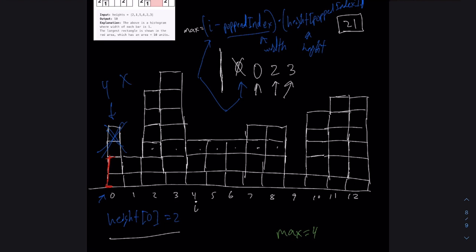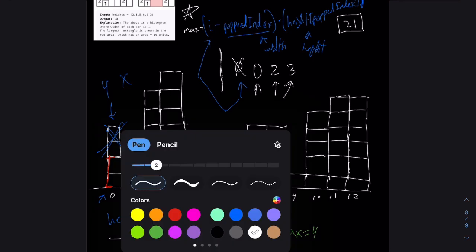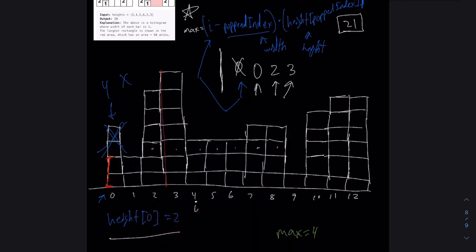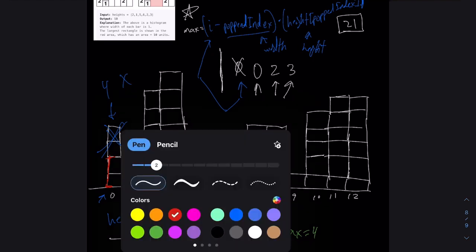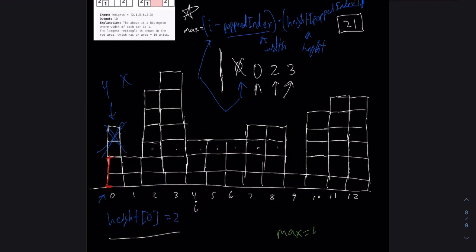So we're going to first look at this height, this index 3. We're going to do the same thing where we say max is equal to I minus popped index times height of popped index, and that just gives us this piece right here. That's what that gives us, right? So once we get that, we say, okay, we found a new max. So now max is equal to 7, the height of that piece.